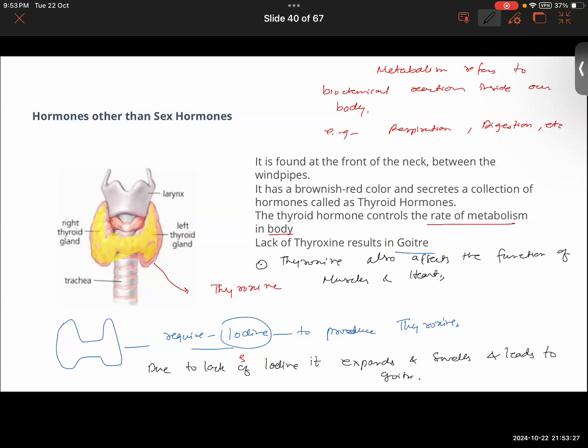So although it is not a very serious threat, if it is left untreated, then it can lead to serious problems in the heart, in our bones also, and during pregnancy in females as well. Got this? Hope this should be clear.